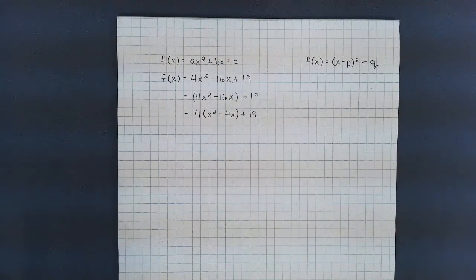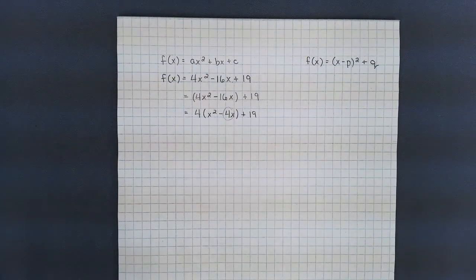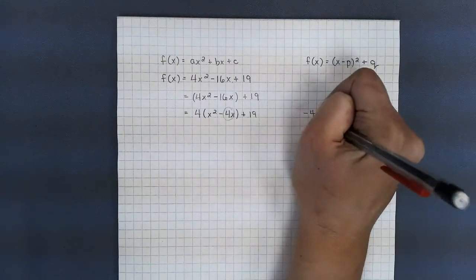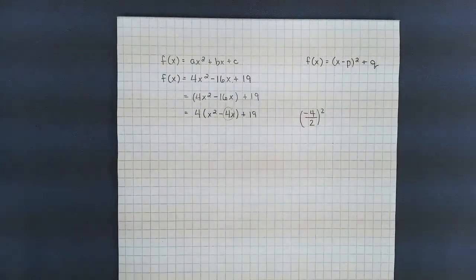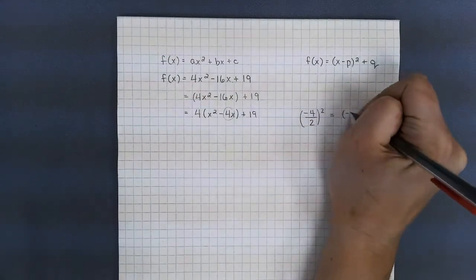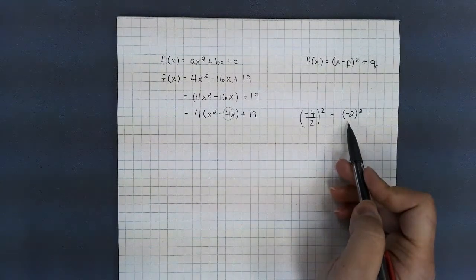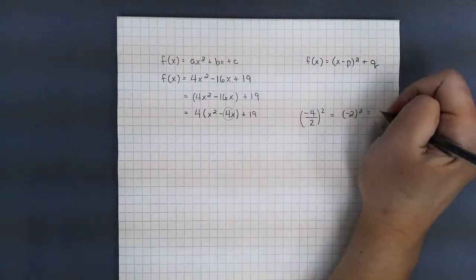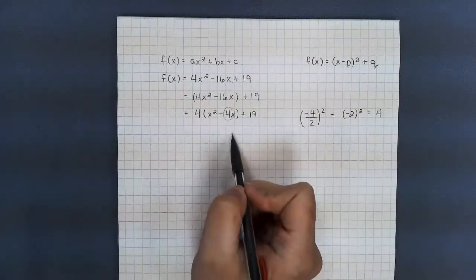Okay, the next thing that I'm going to do is focus my attention on this term, specifically that negative 4. I'm going to take that negative 4, divide it by 2, and then square it. So negative 4 divided by 2 is negative 2, and I'm going to square it. And when you square a negative number, it becomes positive because the square represents negative 2 times negative 2, which is positive 4. I am going to add and subtract that number inside the brackets.